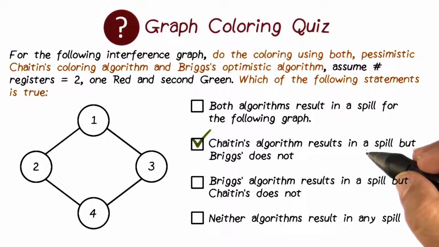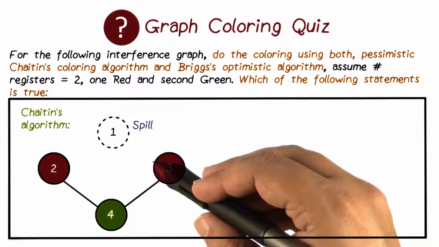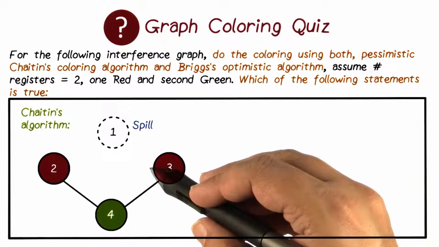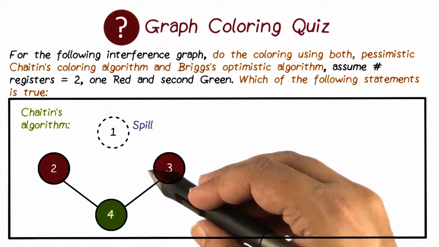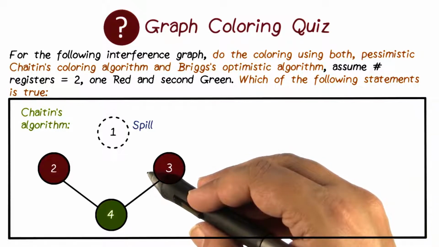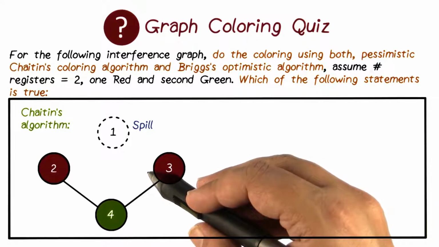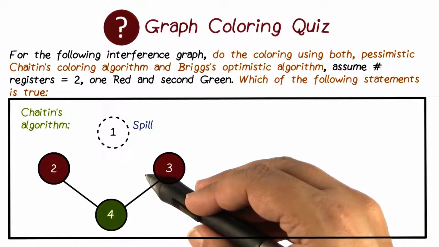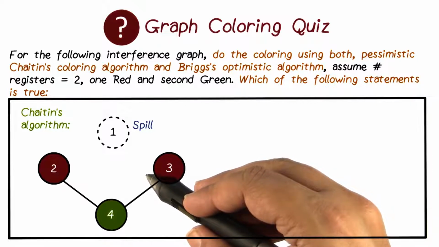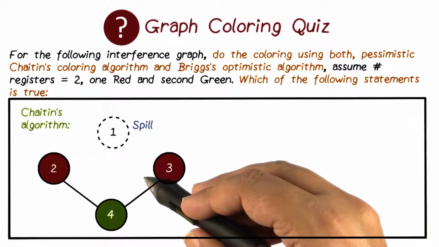So this is a classic example which shows that optimism pays off and does not result in a spill, whereas pessimism is resulting in a spill. So we first understand Chaitin's algorithm. Remember what it does. The condition it applies is the out degree of a node being greater than or equal to n. It tries to determine the least spill cost node in such a situation, and it will carry out an actual spill and remove it from the graph.